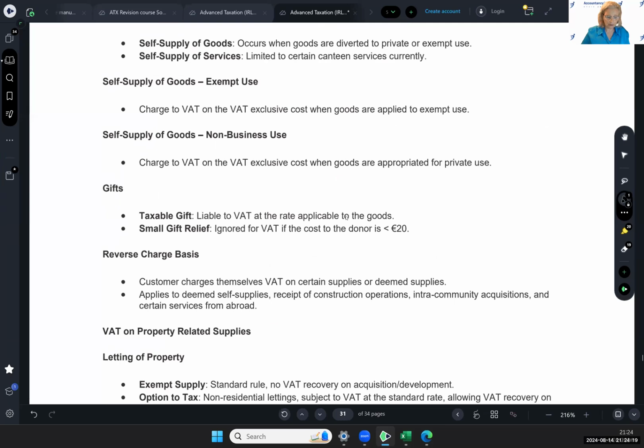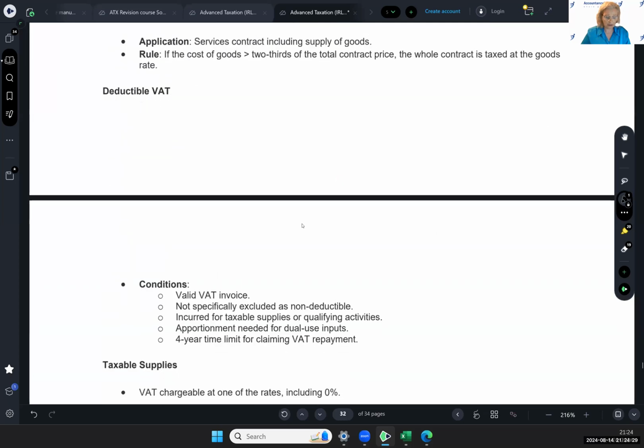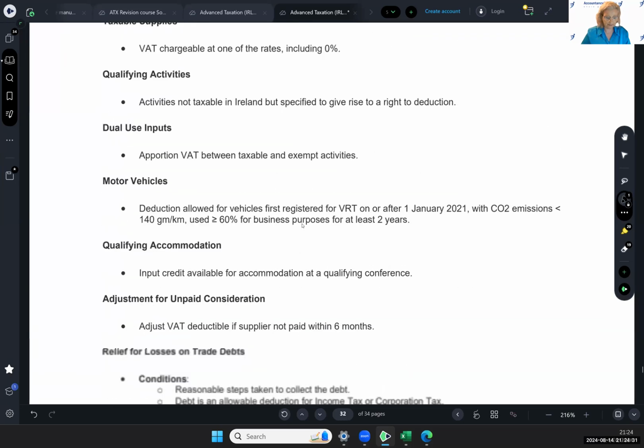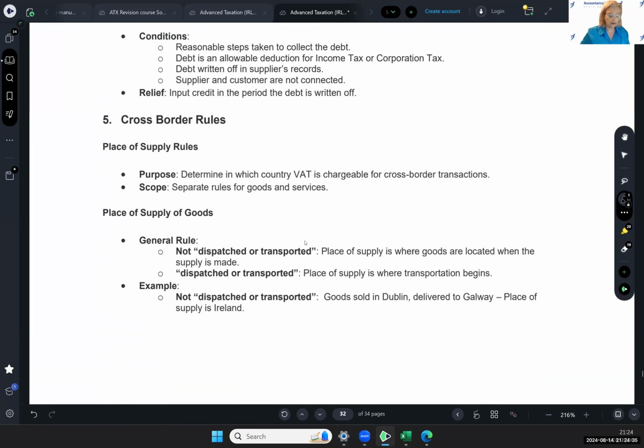Let me get down to my cross-border rules. We'll be covering VAT on property in great detail and much more advanced aspects, so we'll be able to come back to lettings and all of that. I only want to talk to you about cross-border rules tonight. Here we go. So for cross-border rules, what are we dealing with? We're dealing with supplies of goods and services where the goods or services cross a border.